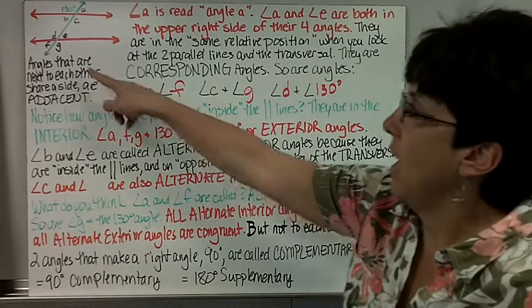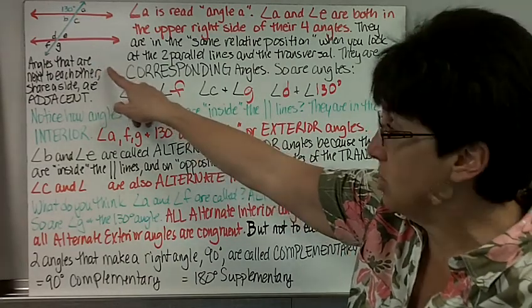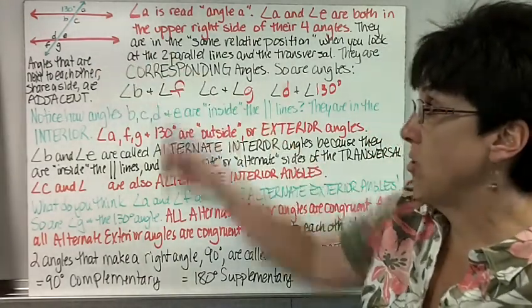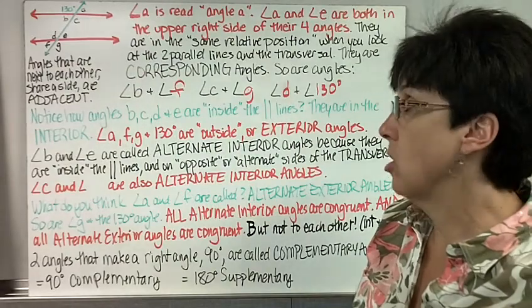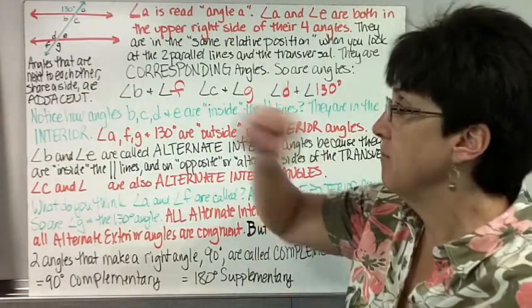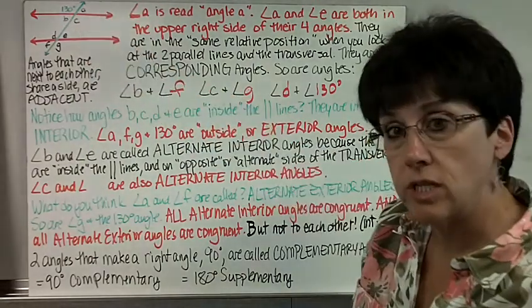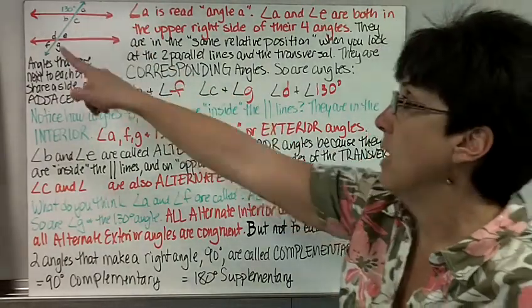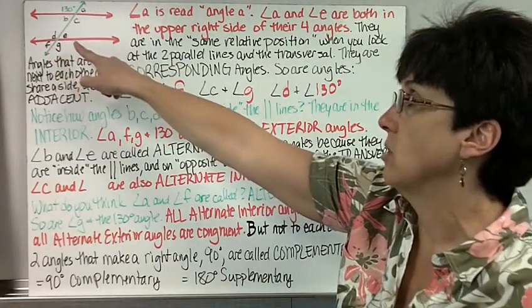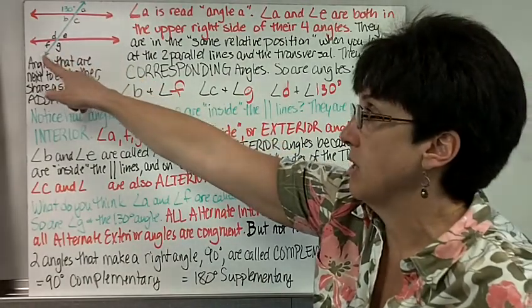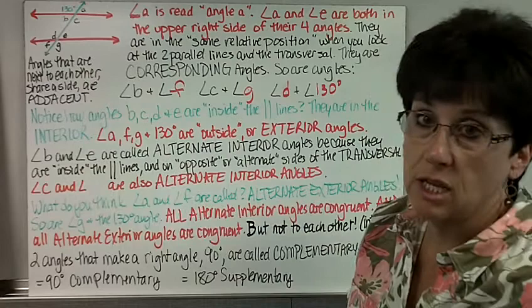All right, let's talk about this. Angles that are next to each other, they share a side, are called adjacent. Angle A and C are adjacent, and angle A is also adjacent to the 130 degree angle. Angle F is adjacent to angle G, and F is adjacent to angle D. They just share a side.